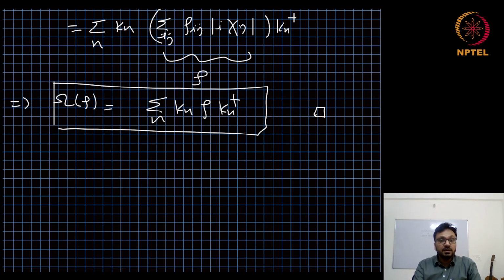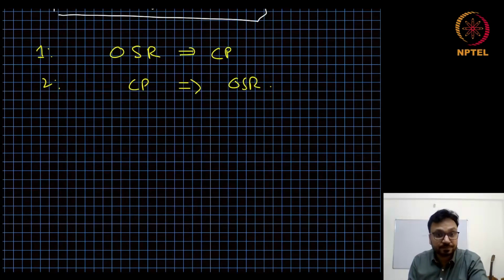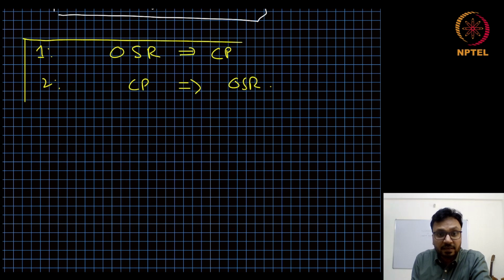So what the first theorem of Choi says is that operator sum representation implies a completely positive map. And the second one says that a completely positive map implies operator sum representation. Okay, so it means all the completely positive maps can be written in the operator sum representation, and an operator sum representation is a completely positive map. So with this, we are done with the proof of the Choi theorem.